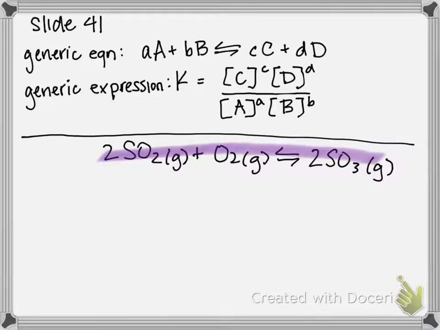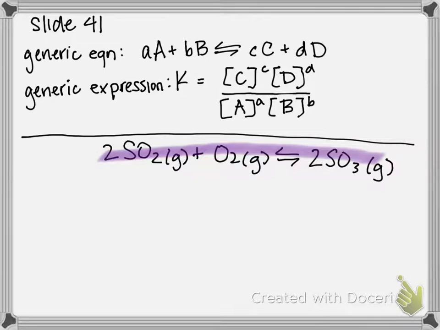So now that we have an overview of how to write a generic expression, we can go down here to where I've drawn the line to figure out how to write an equilibrium expression for an actual equation. And we'll talk about this in a couple slides, we have to make sure we're either in the gas or aqueous phase. Otherwise, these are not included in our equilibrium expression, and we'll do an example like that in a second.